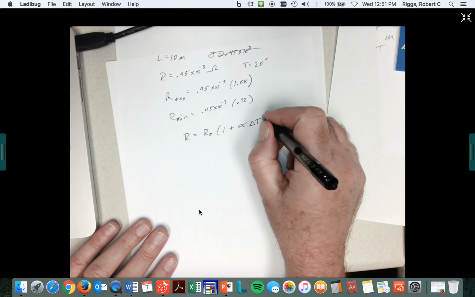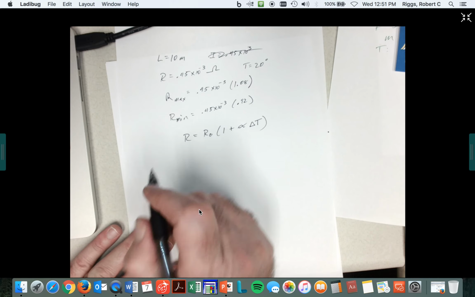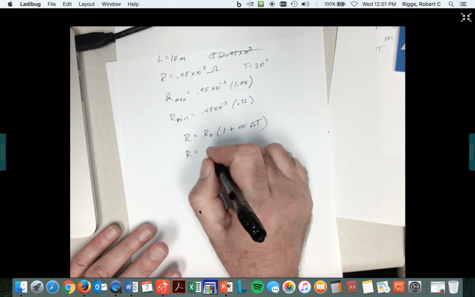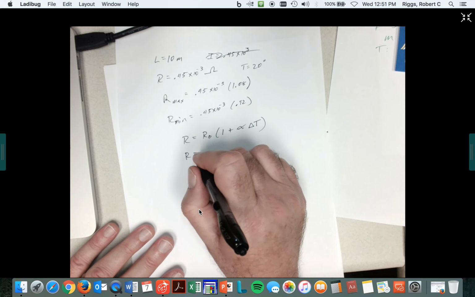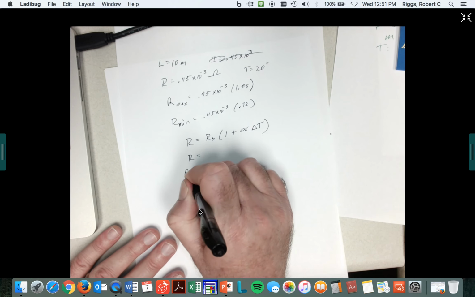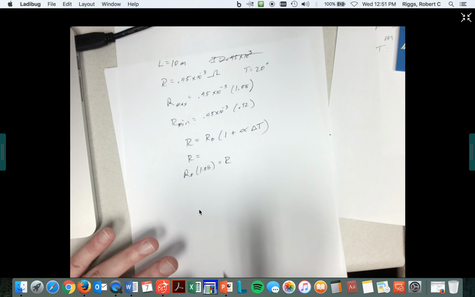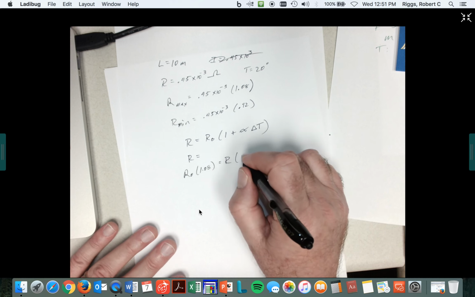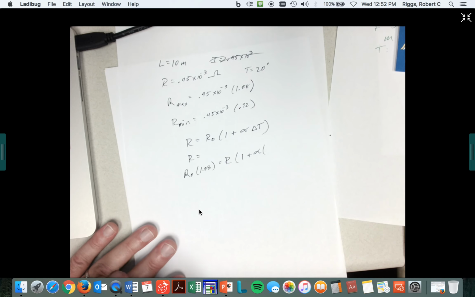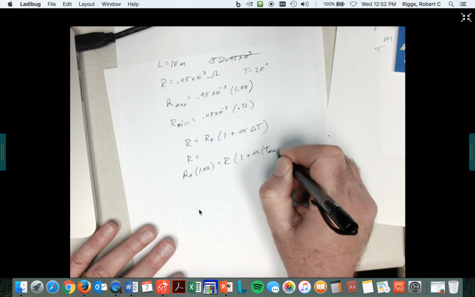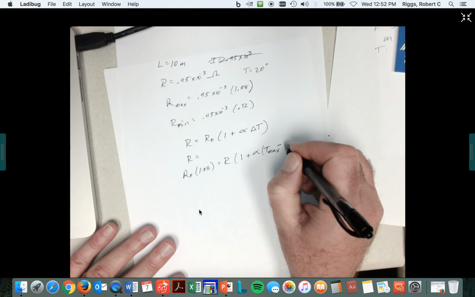Okay, so the R max isn't so bad, because we get R is equal to R naught times 1.08 is equal to R naught times 1 plus alpha. And I'll plug in the alpha a little bit later, but let's just look at the change in temperature when we're going higher. So we have T max minus 20.